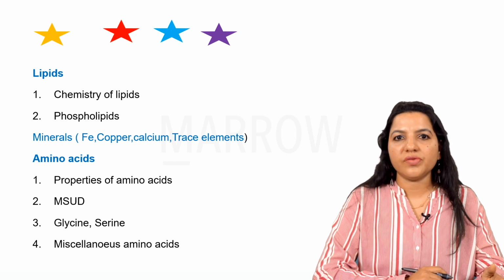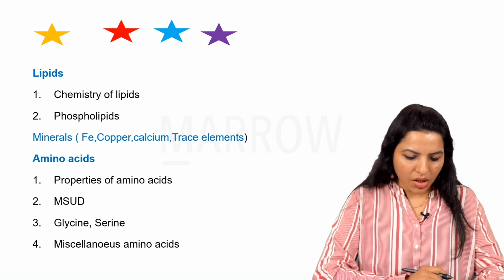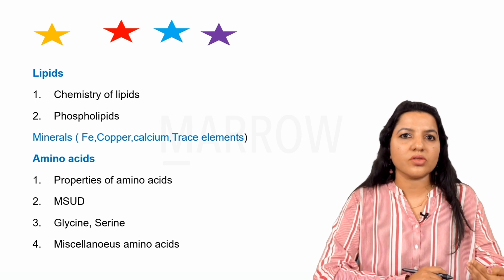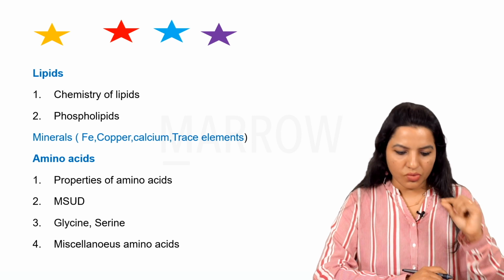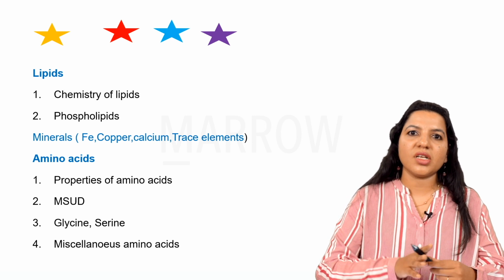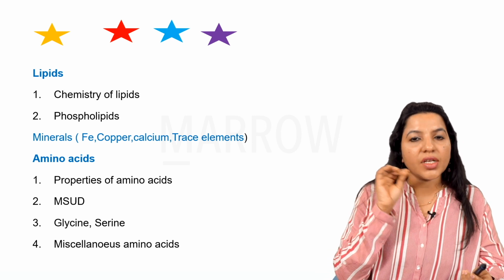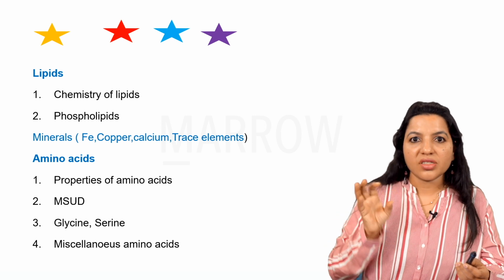Amino acids, the properties of amino acids, like isoelectric point. What is the importance of isoelectric point? That is a very, very important topic. Then MSUD, in the amino acid session, MSUD, glycine and serine. It's very important. Glycine and serine synthesis is not important, but the specialized products, the names of those products, you just learn. In the miscellaneous amino acids, I have given how different amino acids enter the TCA cycle. It's a very important topic in miscellaneous: entry of amino acids to various points in the TCA cycle.